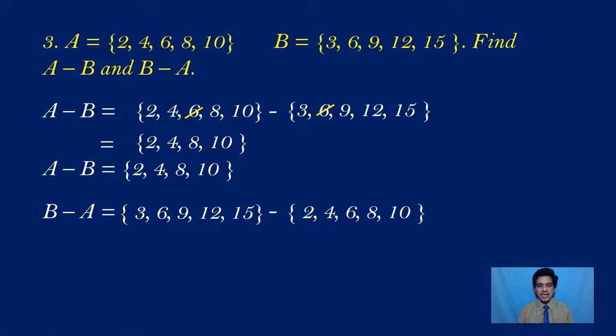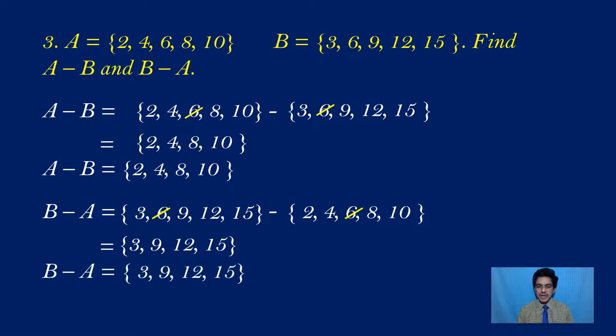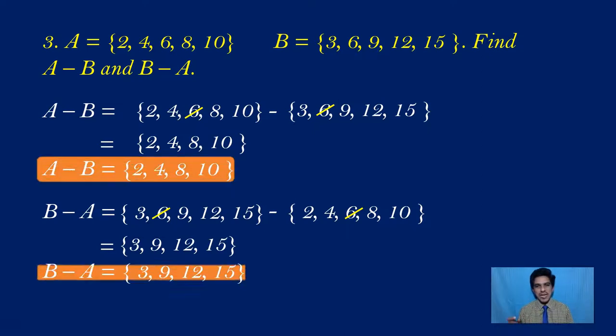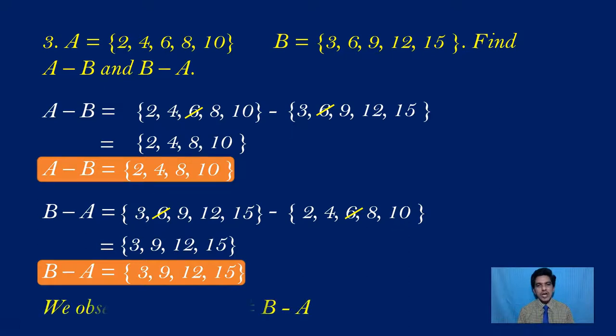Once again, you have to write the elements present in B but not in A. In other words, you have to cancel the common elements. Actually, B alone, A alone, 6 common gone. Now you have to write the elements only from the first set. That means you will have 3, 9, 12 and 15. So, this is B minus A. Now, if you observe A minus B and B minus A, they are not equal. So, the observation is A minus B is not equal to B minus A.